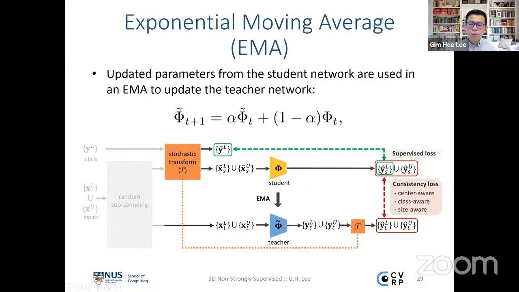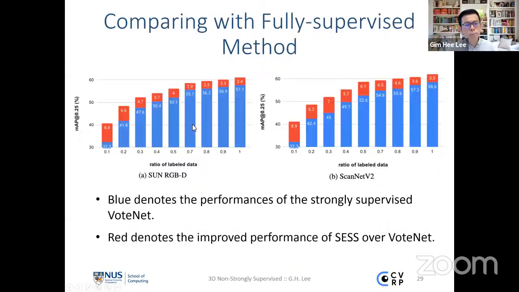Now, once we have computed all these supervised and consistency losses, we do backpropagation to update the parameters in the student network. And once this backpropagation and update of the student network is done, we transfer the knowledge from the student network to the teacher network using the exponential moving average technique. So here, we simply take a moving average of the student parameters and use it to update the parameters of the teacher network.